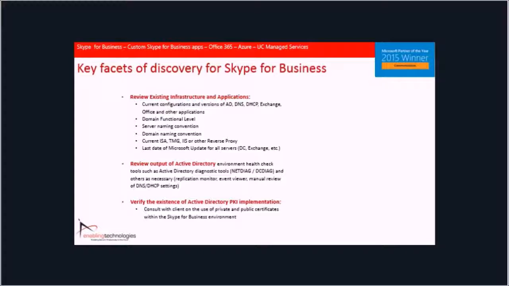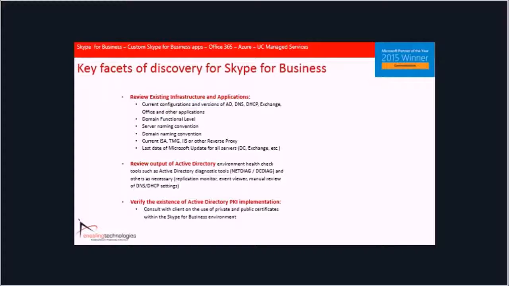Understand your server naming convention. What you're going to want to do, of course, is make sure that your Skype for Business servers follow that same convention for your corporate policy. Same with the domain. The second to the last one there talks to the reverse proxy. Again, we're in the on-premises model now. You're going to need that reverse proxy for external authentication, right? That's how people will connect to join your meetings.